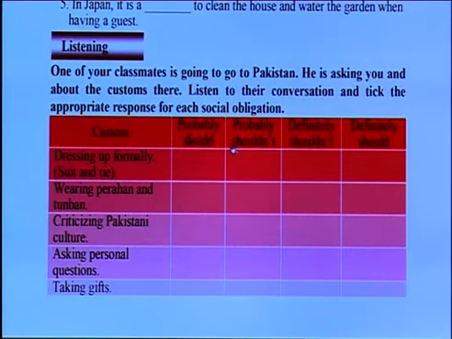Which one is right here? Probably should. Probably shouldn't. Definitely shouldn't. And definitely should. What do you think for this point? This custom. Dressing up formally.